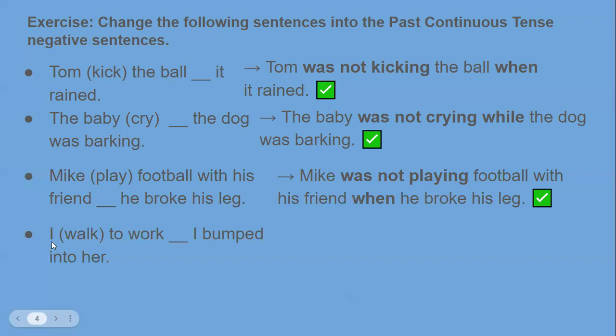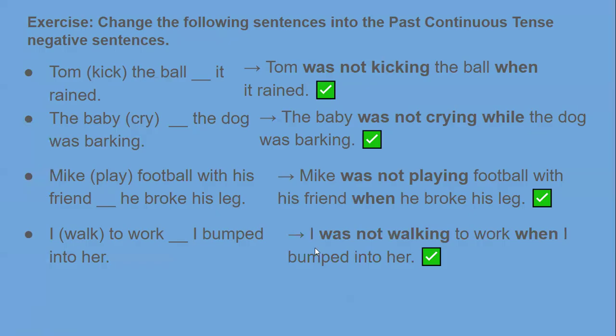Next up: I walked to work, gap, I bumped into her. Subject I. For the subject I, we use was, and we need to make it negative by putting not, and we put an ing at the end of the verb. And you can see here, the second action is in the simple past. So it means that there was an interruption. So we have to use when. The correct sentence becomes, I was not walking to work when I bumped into her.